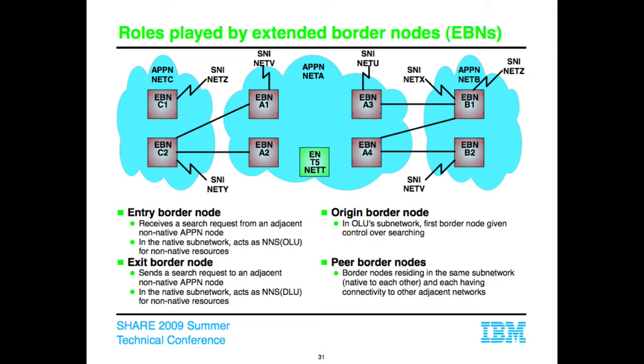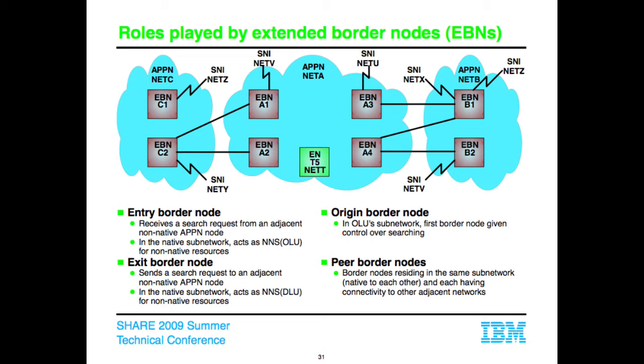He may not be the exit border node either because, for example, C1 might send it to C2 to get across the network boundary. In that case, C1 would be considered the origin border node, C2 would be considered the exit border node. All right? It's also possible that if C2 is originating the search, he could be both the origin border node and the exit border node.